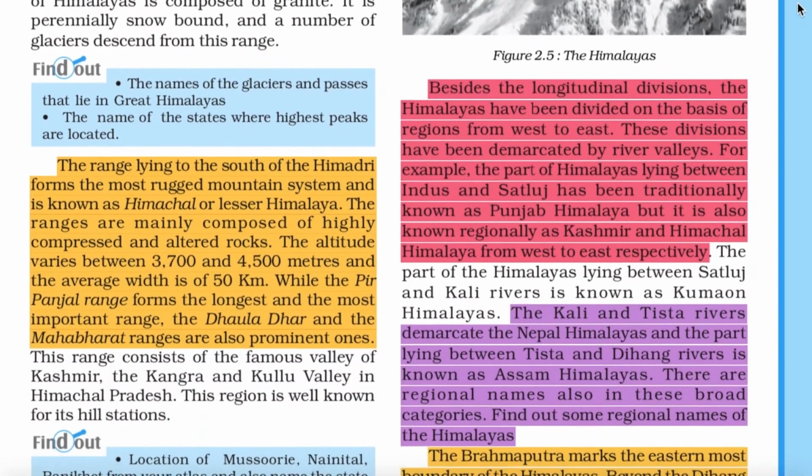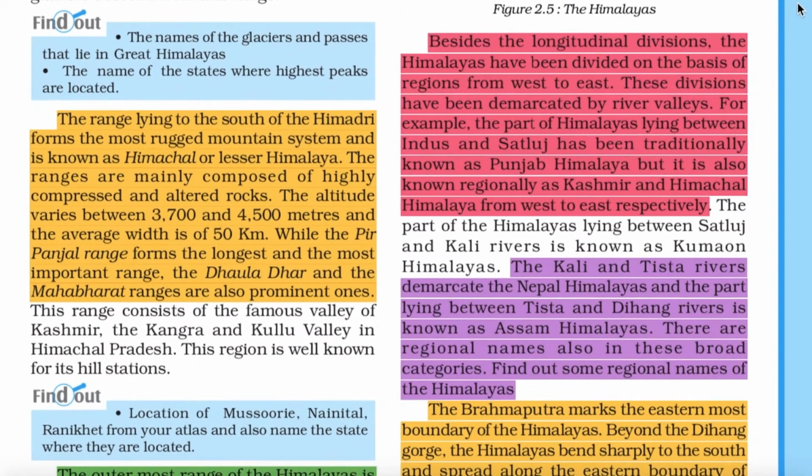Besides the longitudinal divisions, the Himalayas have been divided on the basis of regions from west to east. These divisions have been demarcated by river valleys. For example, the part of Himalayas lying between Indus and Satluj has been traditionally known as Punjab Himalaya, but it is also known regionally as Kashmir and Himachal Himalaya from west to east respectively.